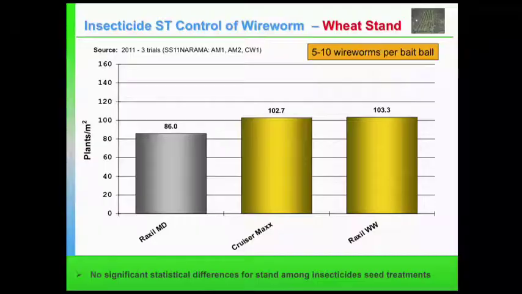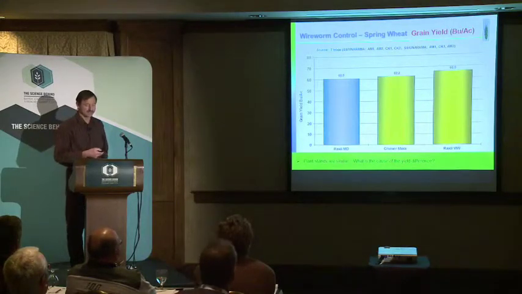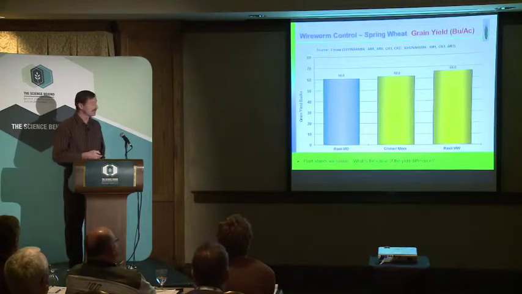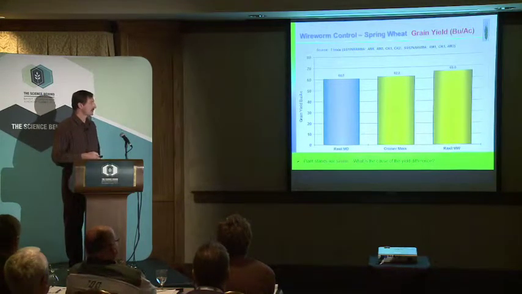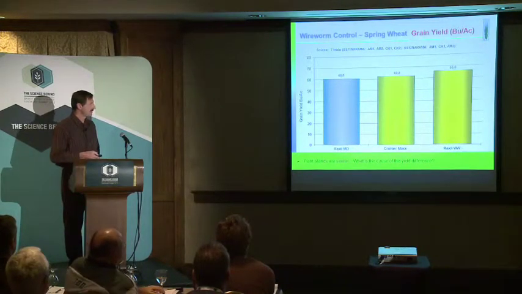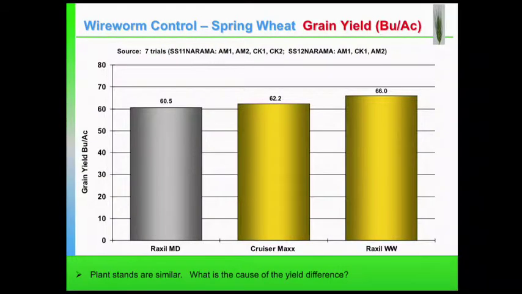We're not killing wireworms, as we know. These are neonicotinoid insecticides, but we are protecting the crop and maintaining our plant stand, and therefore expecting to maintain our full yield potential. But what's interesting is when you look at a large number of trials comparing these same treatments and look at the yield, we see some differences showing up. So even though the plant stand from the various seed treatment insecticides was similar, we're seeing a yield difference. So the obvious question is, why?